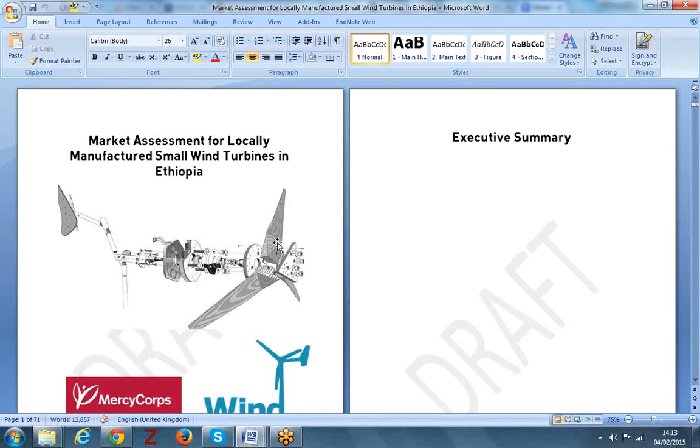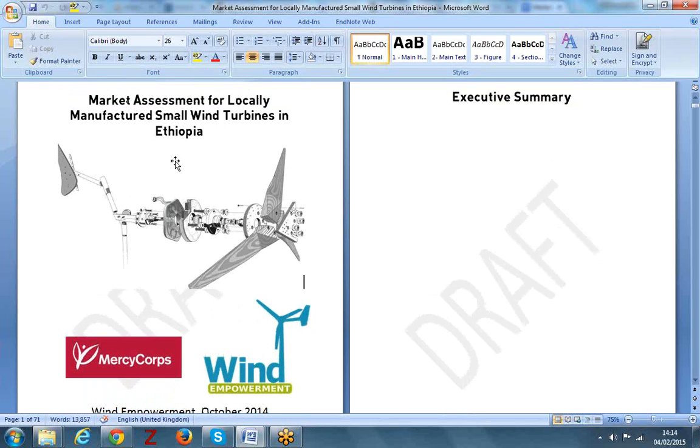Part of the project is to conduct this research of whether wind turbines are suitable for Ethiopia, and if so, what delivery or business models are going to work best, and conducting a market assessment for the locally manufactured wind turbines in Ethiopia. So this has already been started, and we've got the document, which I think you can see here. I've already sent this round and had some feedback from it.